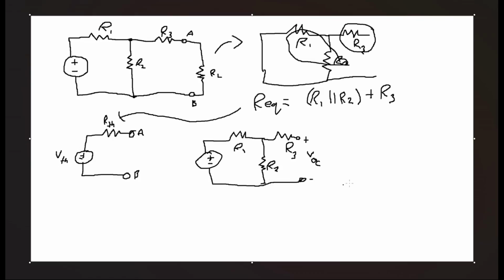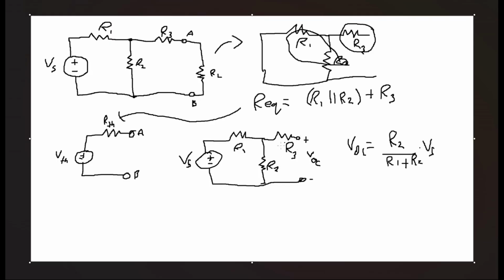So we can do that with simple voltage division. We can see that VOC is equal to R2 over R1 plus R2 times the input voltage, which we can call Vs. I should have labeled it up here. Vs. It's just a simple voltage division formula.